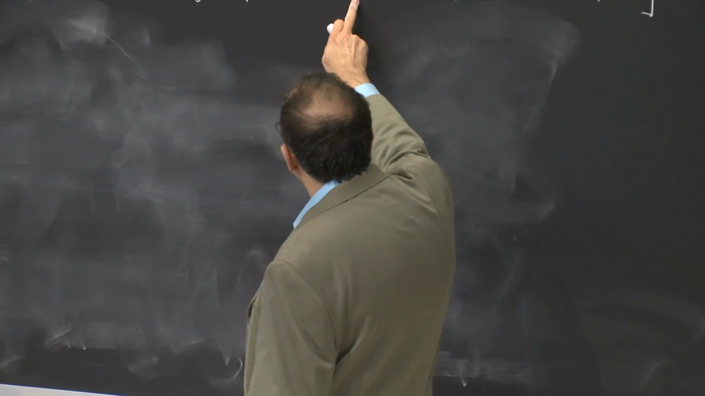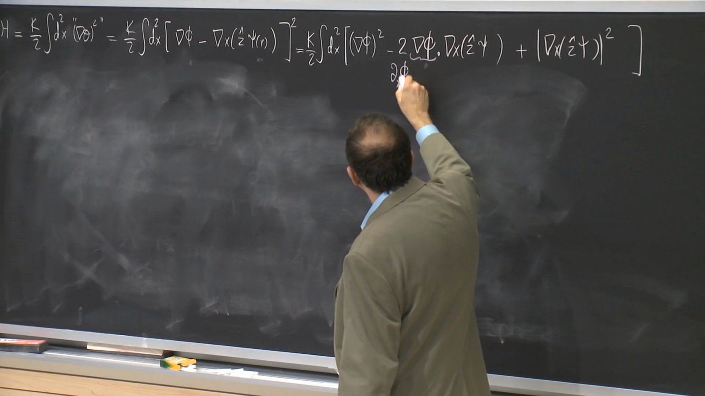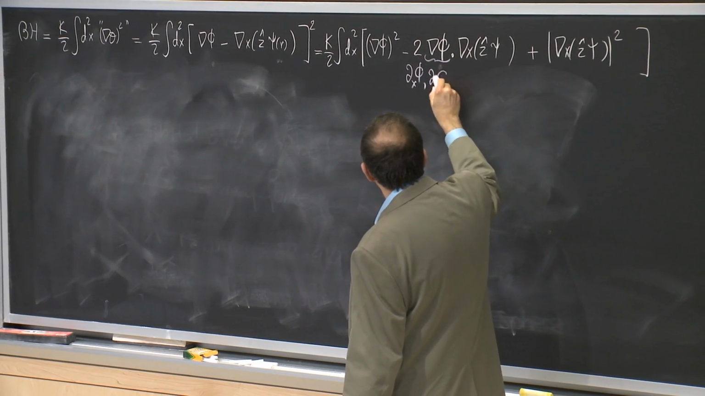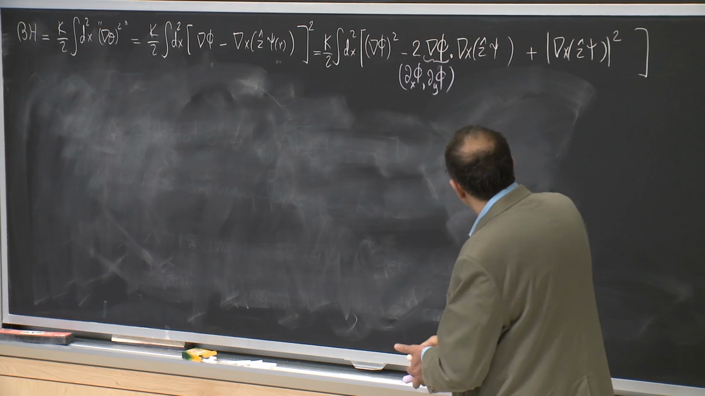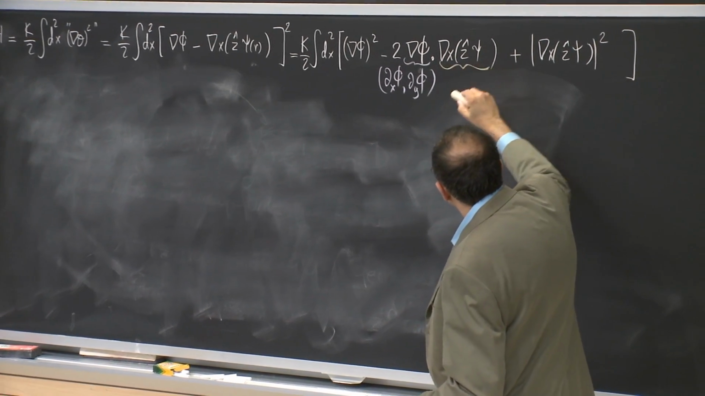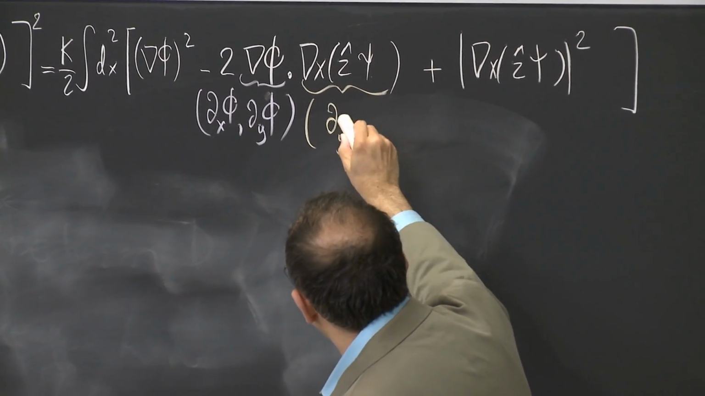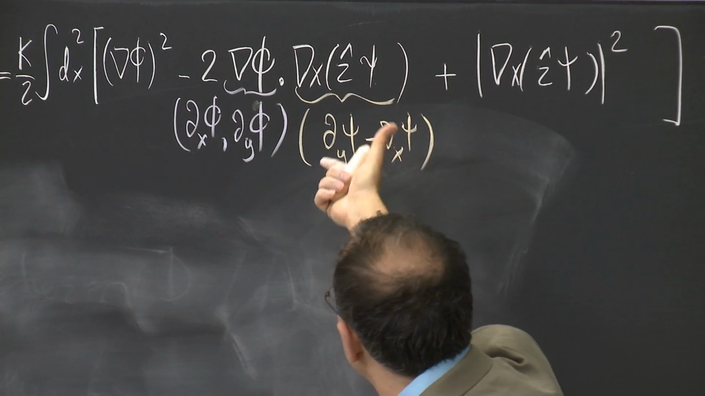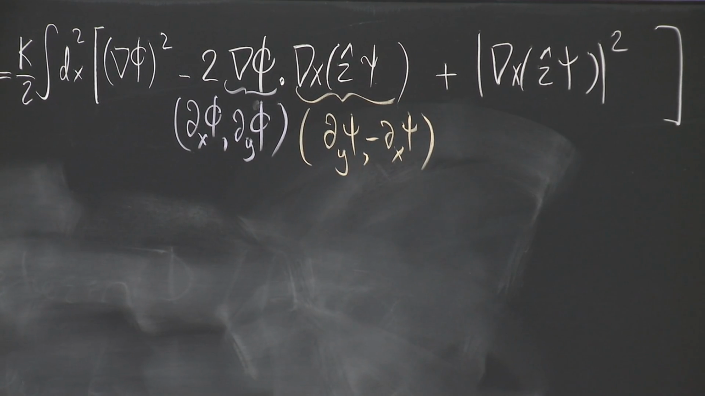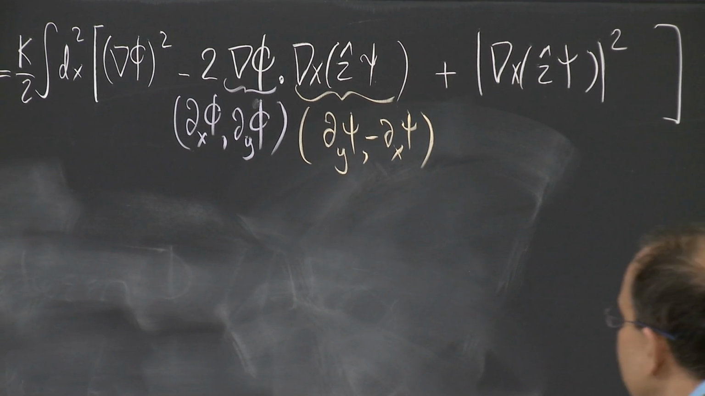Again, if you think of this as a vector, this is a vector whose components are the dx phi and the dy phi, whereas this is a vector whose components are, let's say, dy psi and minus dx psi. Because of the curl operation, the x and y components, one of them gets a minus sign. Maybe I got the minus wrong, but it's essentially that structure.